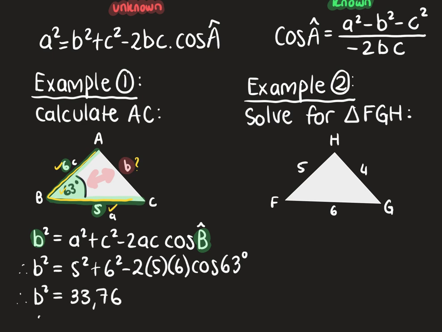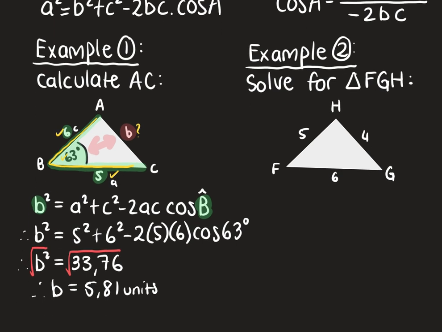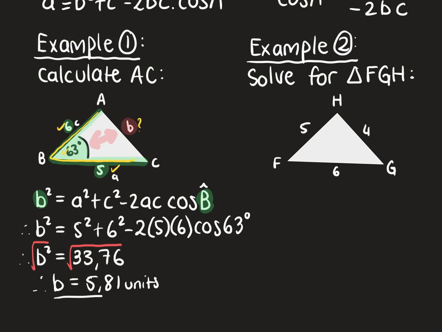And then how do we get b by itself? We just square root, hey? I'm going to put that in red. So we square root this side, we square root this side, and we get the answer: square root, 5,81. 5,81 units in this case. Okay, and that's how we solve for AC, guys, using the COS rule.